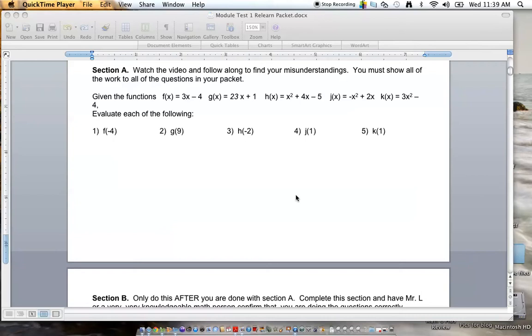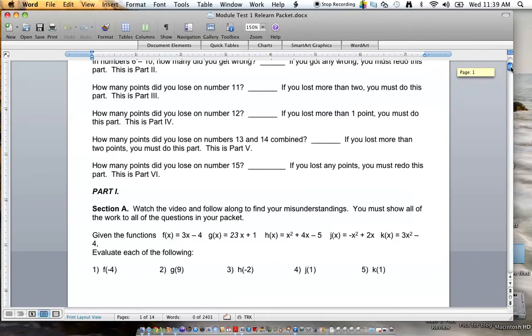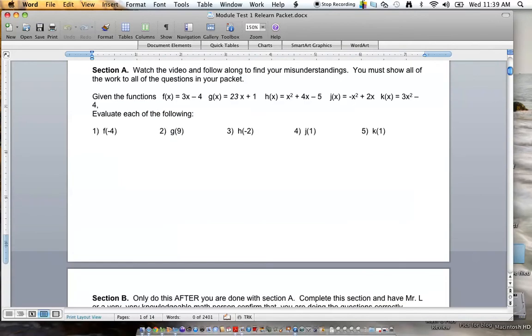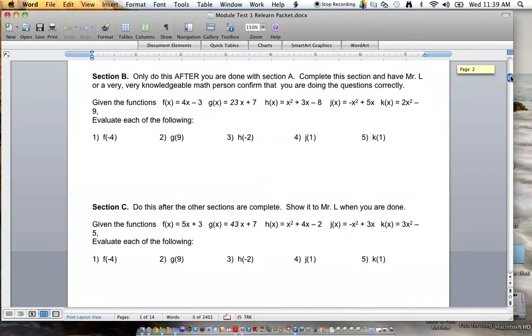Prior to this, there was a section, I'll scroll up to it right here, that talked about how many you got wrong. So you need to identify which sections you need to do according to what I wrote here. Each of these parts is divided into three sections. Here's section A. If you turn to your next page, there's sections B and C, and then we start a new part.